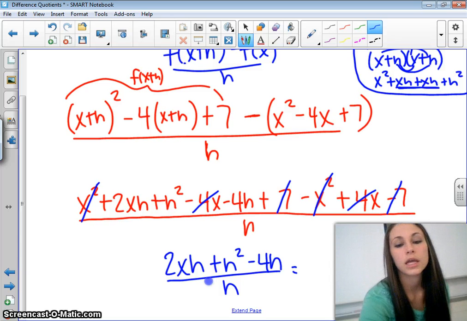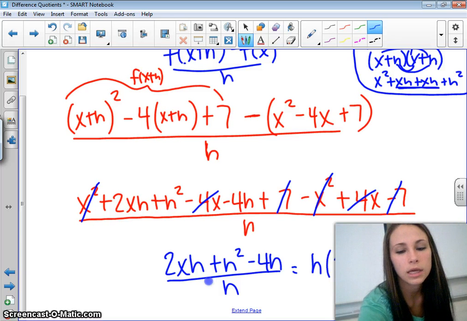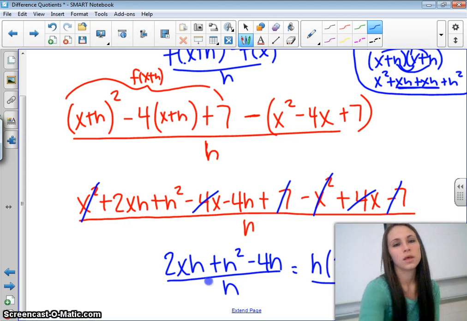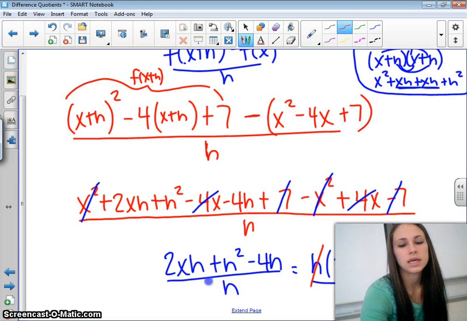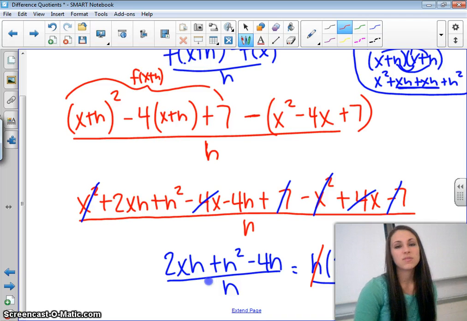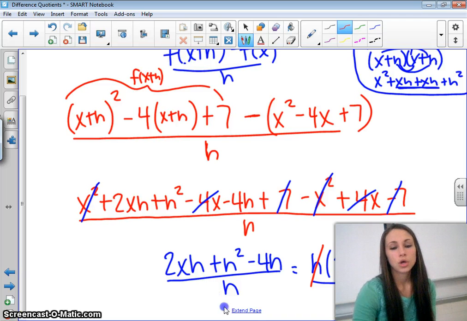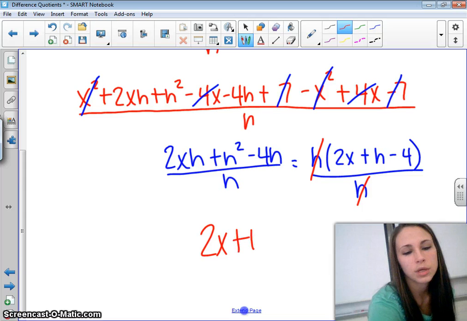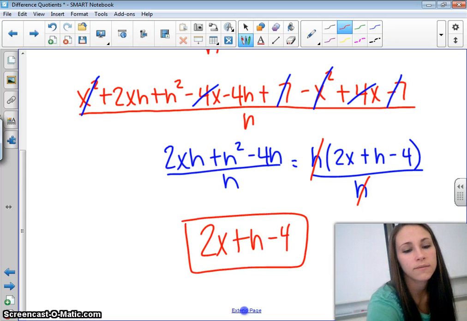But they all have an h, so I can factor out an h. And the reason that I'm going to do that is because when I factor that h out, it can cancel with this h in the bottom. And so it'll leave me with what my final answer would be. So this right here is going to be my final answer, 2x plus h minus 4. And you need to make sure that you factor out the h before you cancel it, or it probably won't be right. So 2x plus h minus 4 is my final answer.